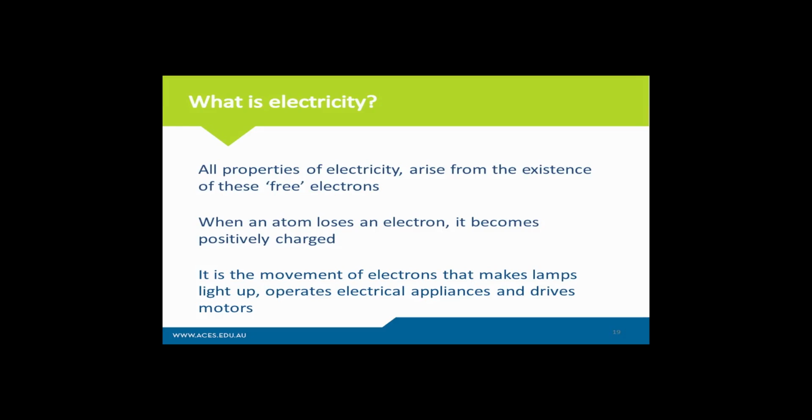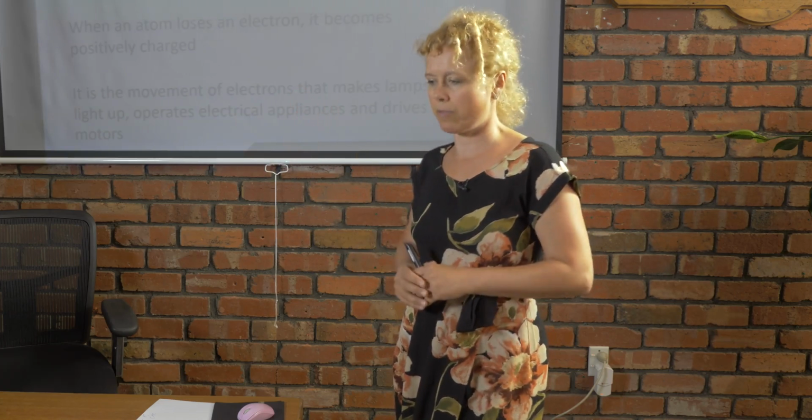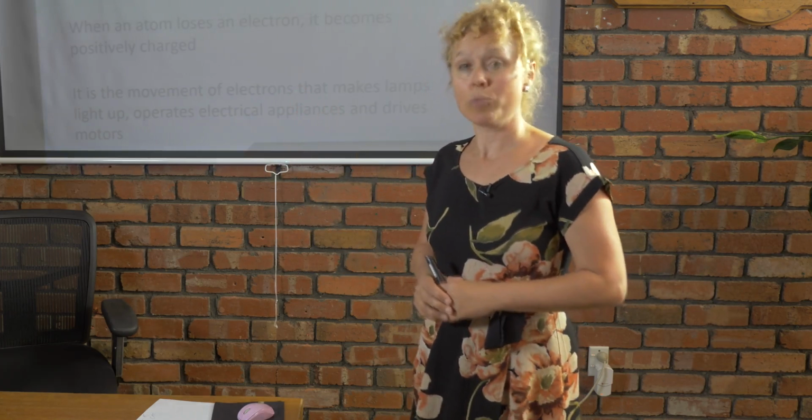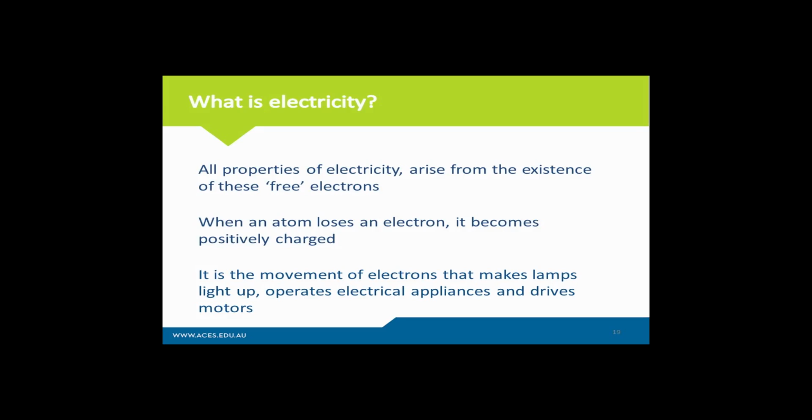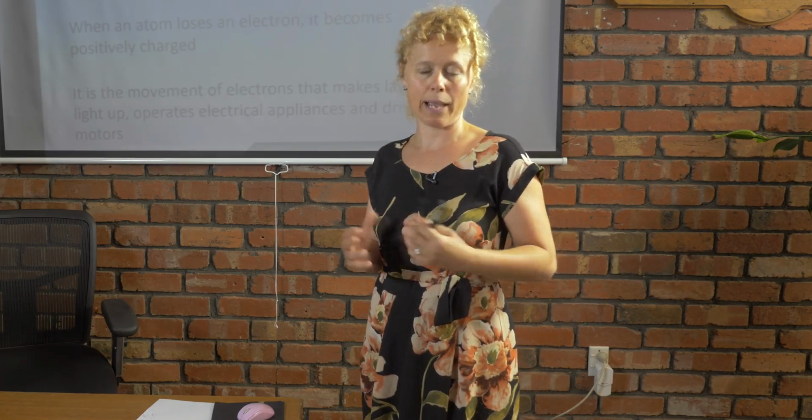So what is electricity? All properties of electricity arise from the existence of free electrons. The movement of free electrons from one atom to the other creates electricity. So when an atom loses an electron, it becomes positively charged because the electron is negative. So when you give away a negative electron, it will become positively charged. It is the movement of electrons that makes lamps light up and operates all your electrical appliances and drives the motor.